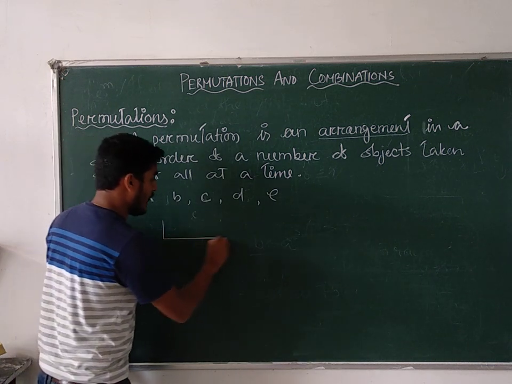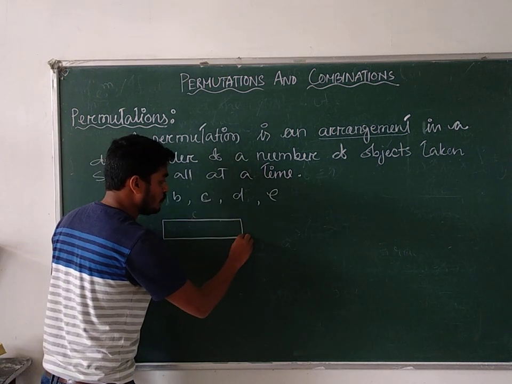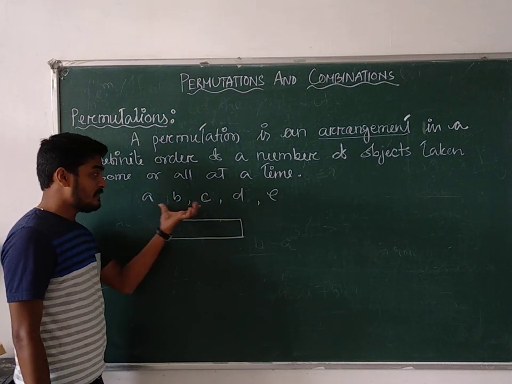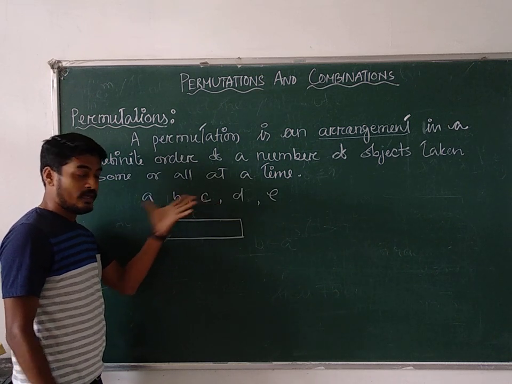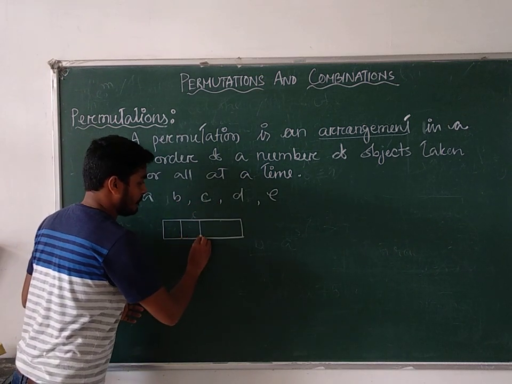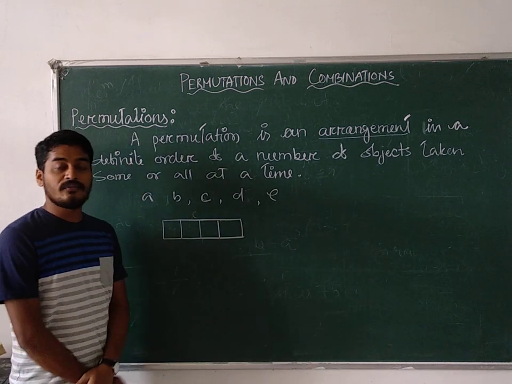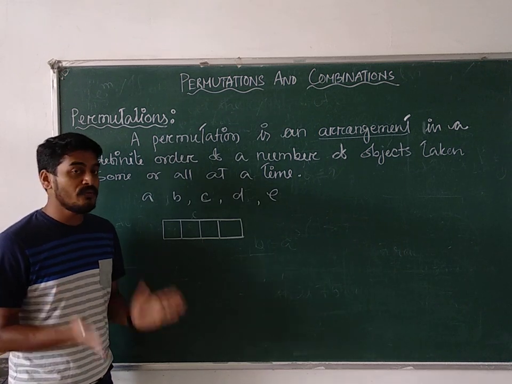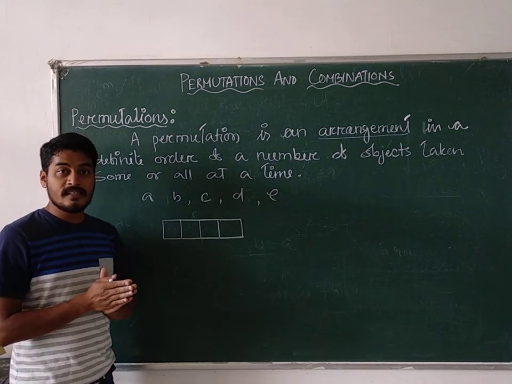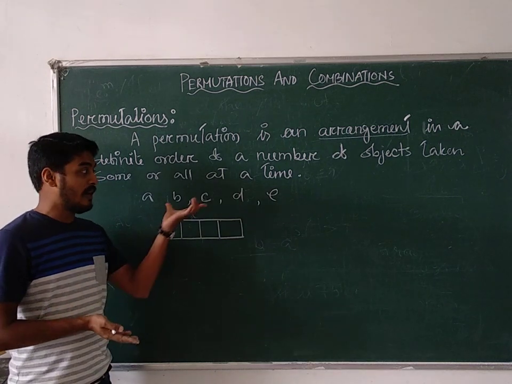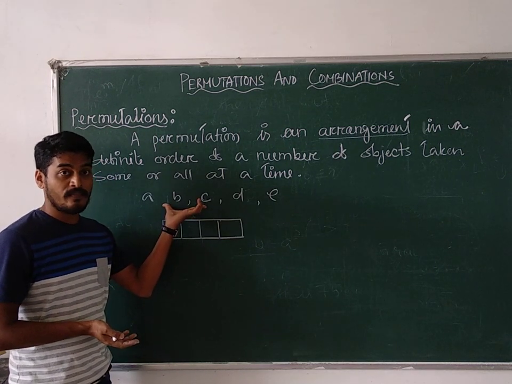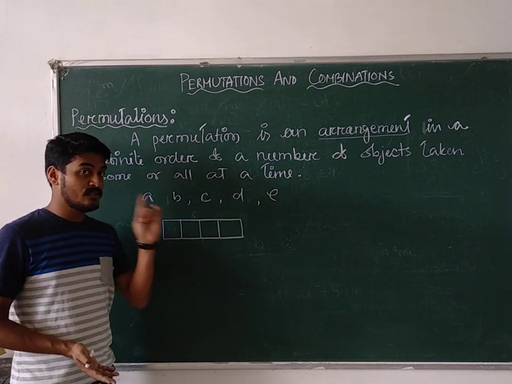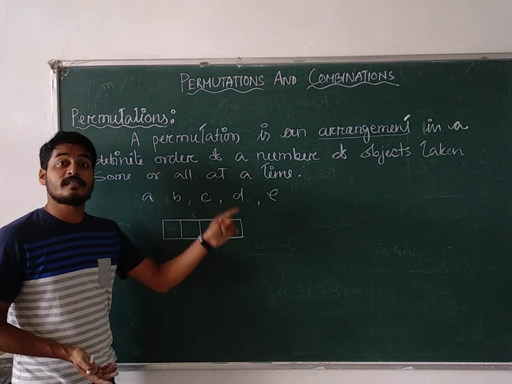Suppose the question is given: how many different or new words can be formed from the letters A, B, C, D, E, using 4 at a time? Remember, how many different new words, which may or may not have meaning, can be formed from the letters A, B, C, D, E taken 4 at a time? 5 objects are there. Total number of objects is 5. Out of 5 objects, how many objects do you have to consider? 4 objects you have to consider to have a new word. So how many new words can be formed?